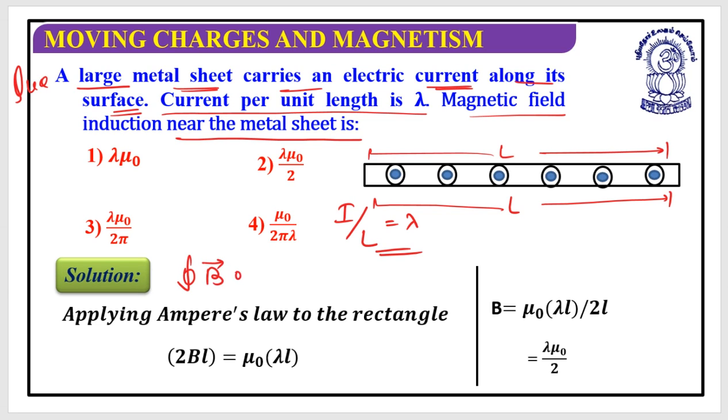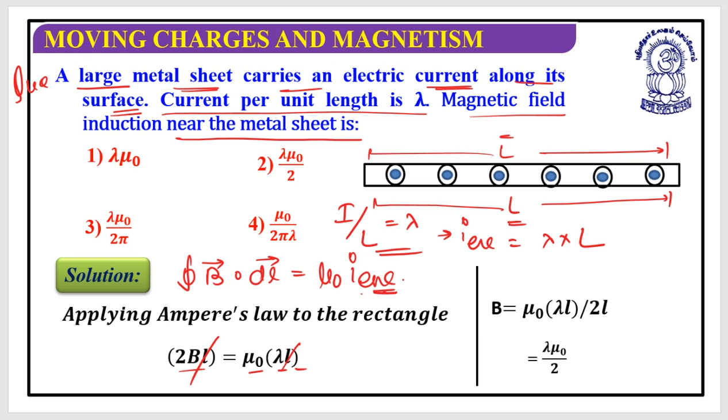The line integral of B dot dl should be equal to mu naught times I enclosed. So it's a length of L, it's a length of L, so this is 2L. So it's B into 2L, or 2BL. That should be equal to mu naught times I enclosed. Now I enclosed can be written as lambda into L. So this is mu naught times lambda into L. Let's compare this. This L has gone, and B should be equal to lambda times mu naught by 2.